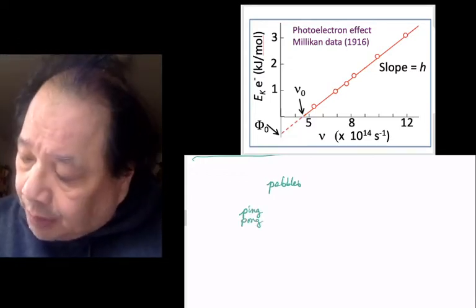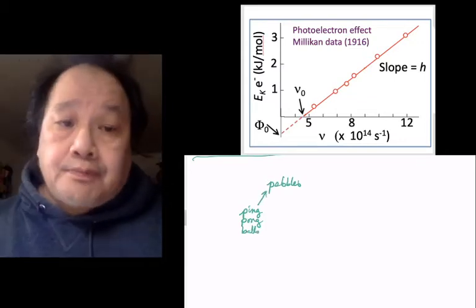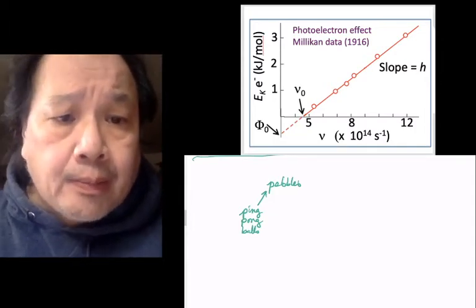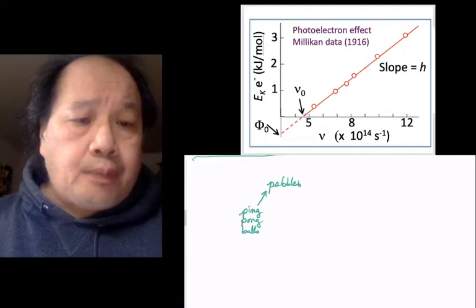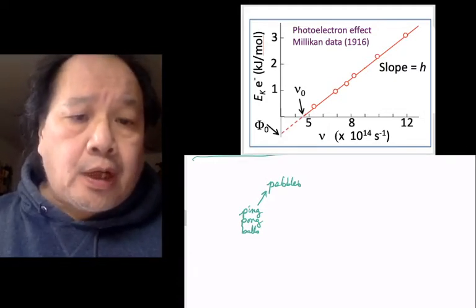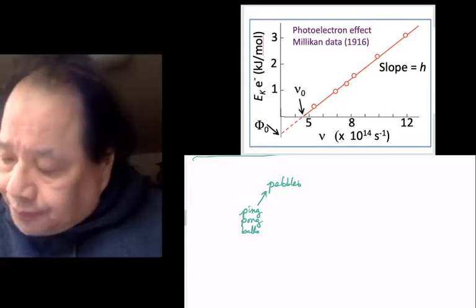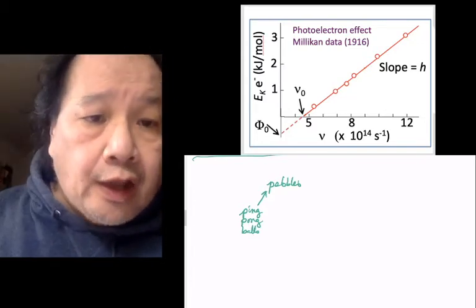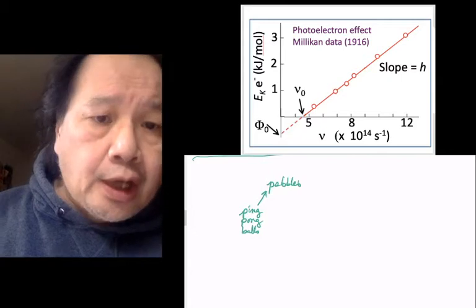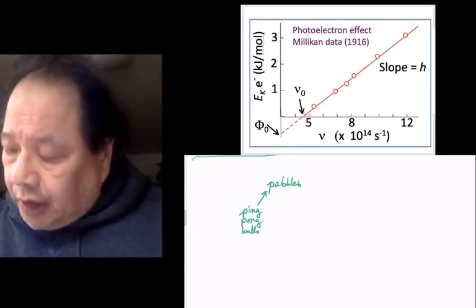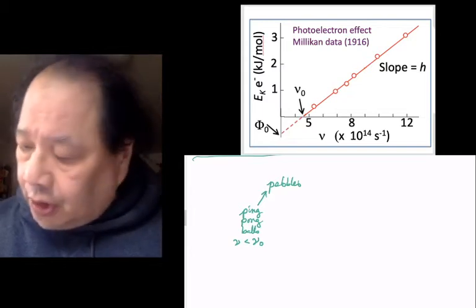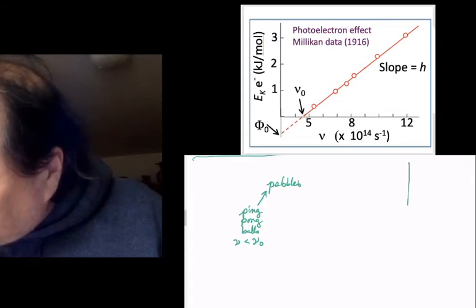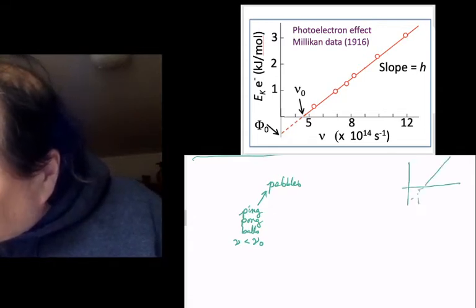Ping pong balls. You throw ping pong balls at the pebbles on the beach, and the pebbles don't go flying away. Doesn't matter how many ping pong balls you are putting on, it's not going to eject the pebbles. So Einstein decides that when nu is less than nu0, that's at the left in the graph on top, in the dotted line region, nu is less than nu0, light is acting like ping pong balls. So here's the graph. Ping pong balls in this region.